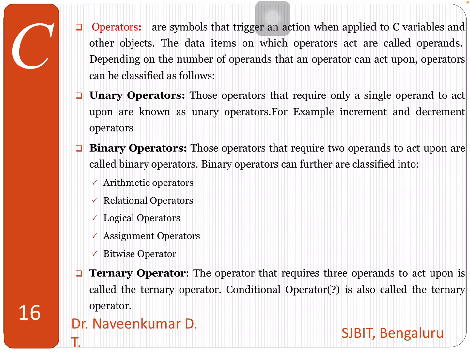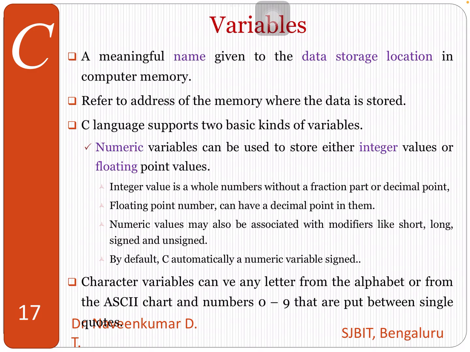Finally, we have the ternary operator. The ternary operator is the operator that requires minimum three operands to act upon, so it is called the ternary operator. In ternary operators we have the conditional operator, which is also called the ternary operator. We write this with a question mark symbol. What this ternary operator is, we will discuss later with an example in the upcoming videos.